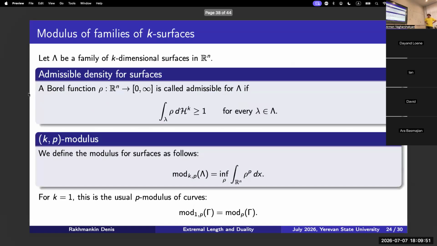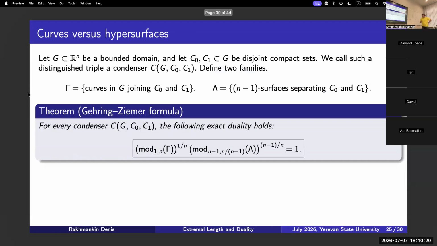Okay, and we can also define a modulus on the family of k-dimensional surfaces, and define an admissible density in almost the same way. But here I want to add the parameter p to account for the difference between dimensions. Sure, and in that case, we have another example of duality, more general.